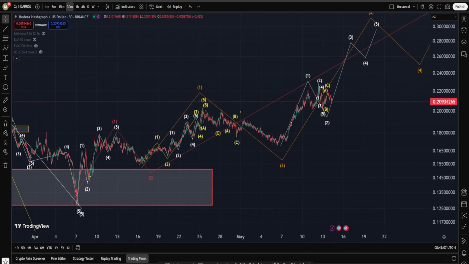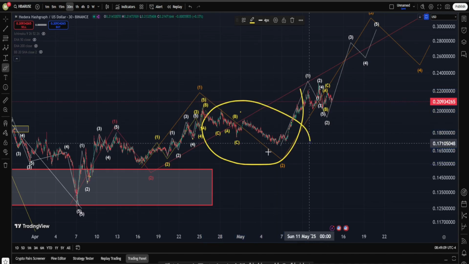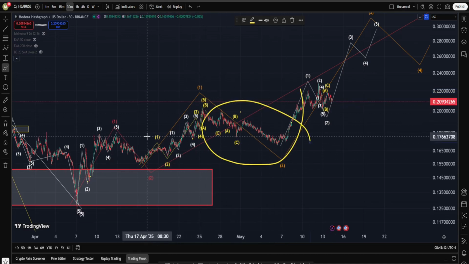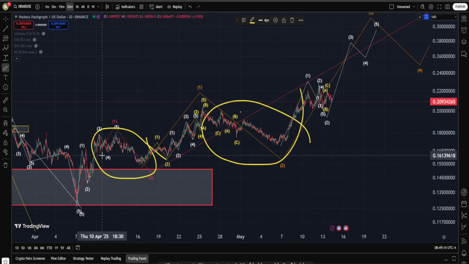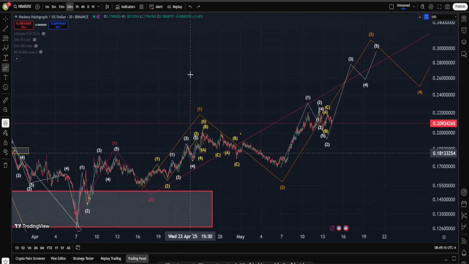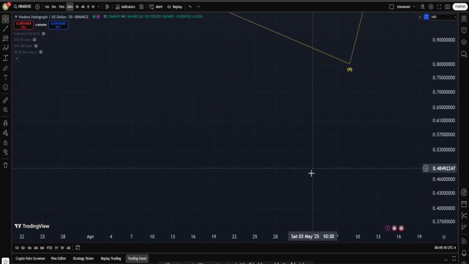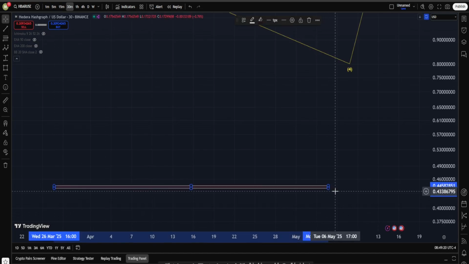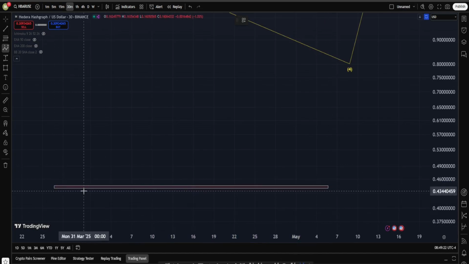Are you going to say, since in here we are having overlapping of the waves between this move and also this pullback, maybe we are having an expanding leading diagonal? Well, okay, let's go around here first. You see, an expanding leading diagonal looks like this.